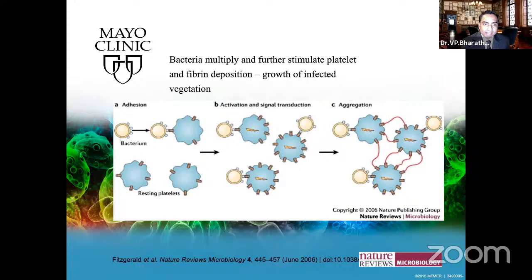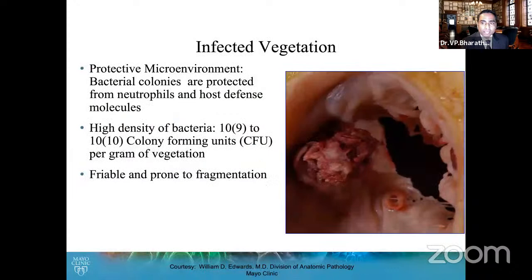Once the bacteria attach to the platelet-fibrin matrix, it stimulates the resting platelets and results in activation and further signal transduction. This results in more aggregation of the platelets, and the vegetation keeps growing bigger and bigger. The bacteria within the vegetations multiply, and it goes on a vicious cycle, and they feed each other, resulting in an increase in the size of the vegetation. And this picture shows one vegetation, and you can see it's very friable and more prone to fragmentation.